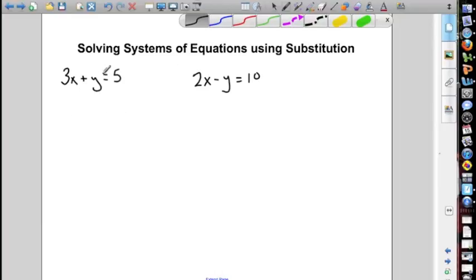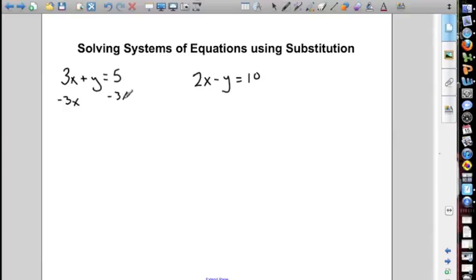And so as I look at both of these, I've got to figure out which one I think is going to be easiest to get a variable by itself. I'm probably not going to want to solve for x here because there's a 3 that's being multiplied by it, and over here I'm not going to want to solve for x because there's a 2 by it. Now both y's work. Here if I get rid of the 2x though, I have negative y, whereas here if I get rid of the 3x, I just have a positive y. So I'm going to do that. I'm going to go ahead and get rid of the 3x. To do that, I just subtract 3x.